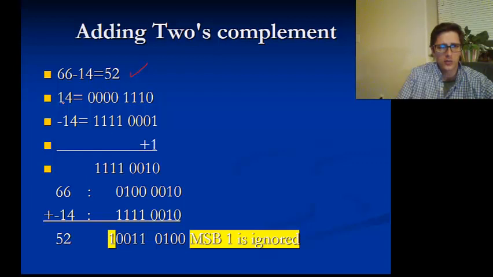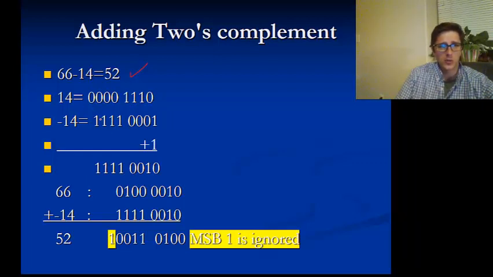So the first thing we're going to do is change our 14 into a negative number, because we want it to be negative 14. So we have our 14 right here. This is 8 plus 4 is 12, plus 2 is 14. So that's 14 right there.